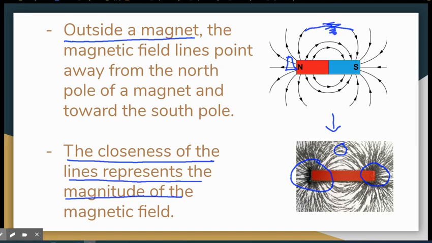So being a vector, keep in mind we want to give both magnitude and direction, an indication of each of those, when we draw magnetic field lines for any particular situation.